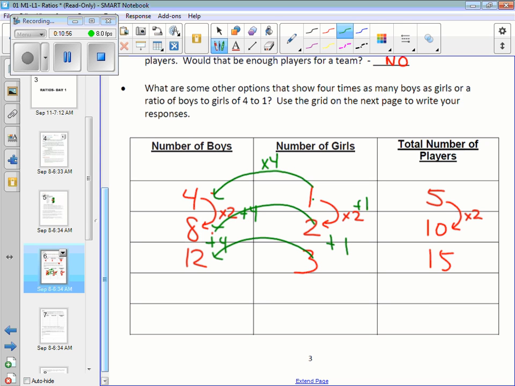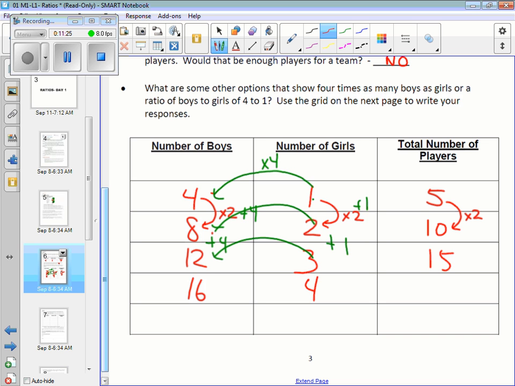All right, what if I tell you 4 girls? Antonio, how many boys would that make? That would make 16. And how did you do it? Well, I did it. It's weird. Like I knew that like it's 4 to 1, so I knew that each one girl's 4. So then 2 girls would be 8, and then 3 girls would be 12.